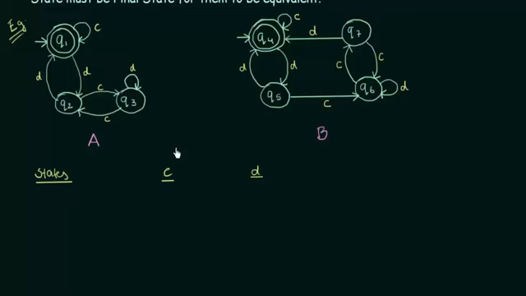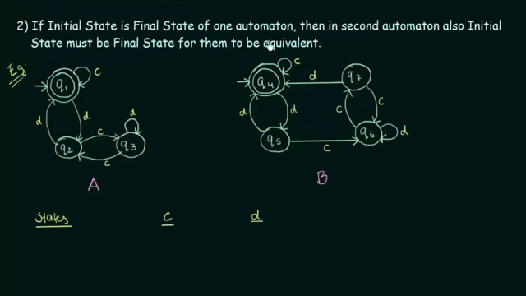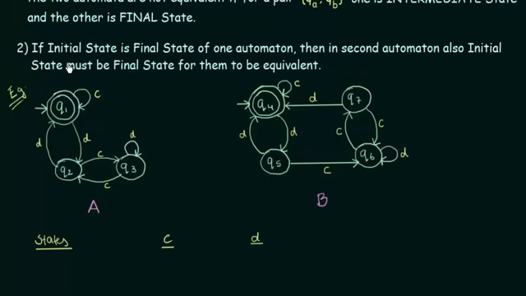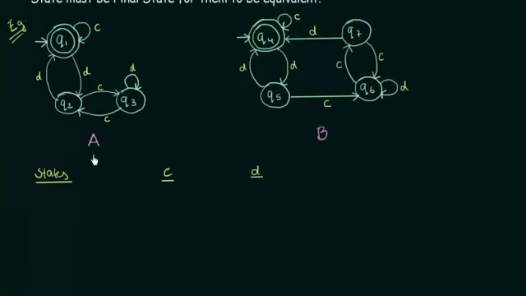If you notice, in automata A and B, in A the initial state is Q1 and the final state is also Q1. And even in automaton B, Q4 is the initial state as well as the final state. So here also the initial state and the final state are the same. So we already satisfy the second condition, which says that if the initial state is a final state in one of them, it should be the same for the other as well. Since in both of them the initial and final states are the same, the second condition is already satisfied. Now let's check the first condition.